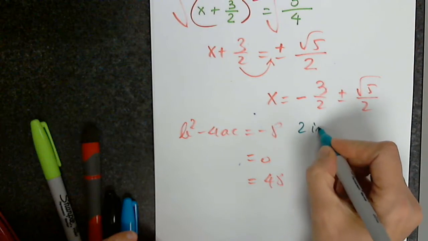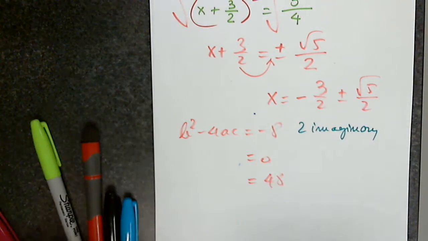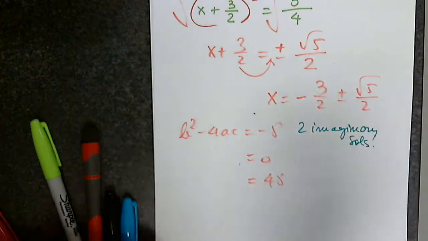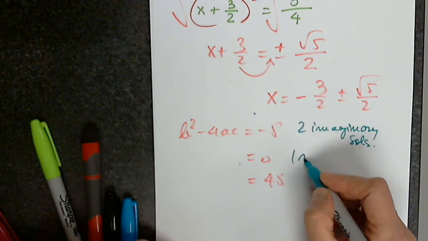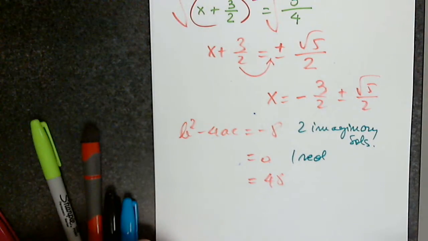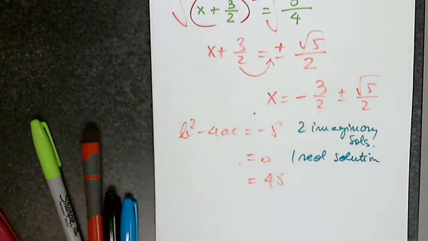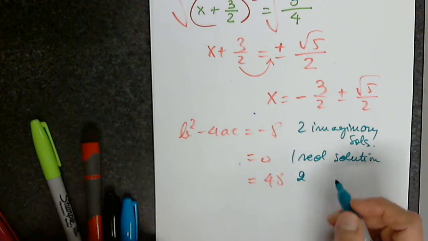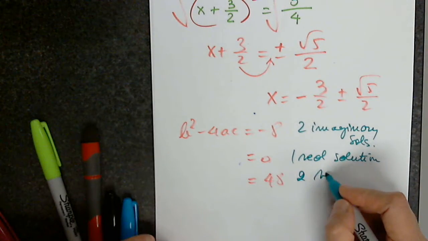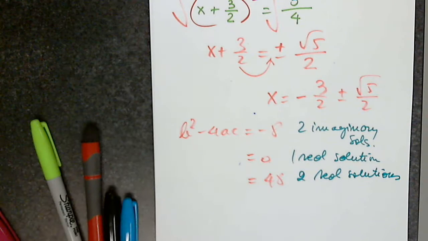Very good. 2 imaginary solutions. 0: 1 real. We know it's a double, but we know 1 real solution. And when the discriminant is 48, 2 different or distinct real solutions. Perfect.